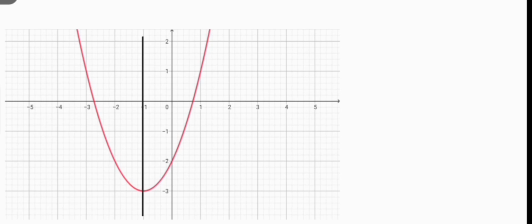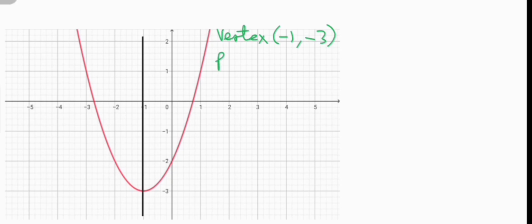So in this case, the vertex of this parabola is at this point, which is -1, -3. After finding the vertex, proceed to finding another point. And there are several points that we can actually make use of here. We could use this -3, 1. We could use this point, which is -2, -2. We could use 0, -2. We could also use 1, 1.